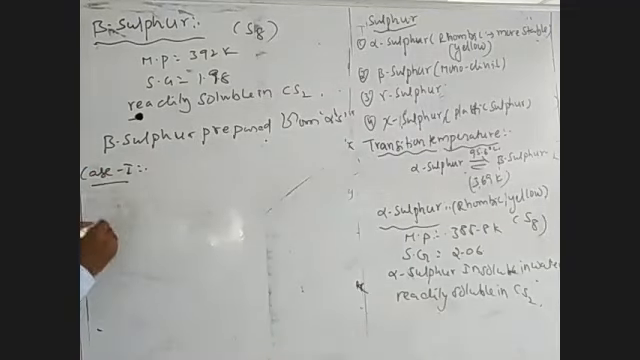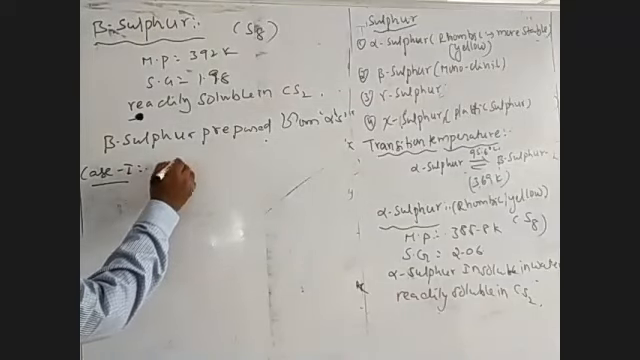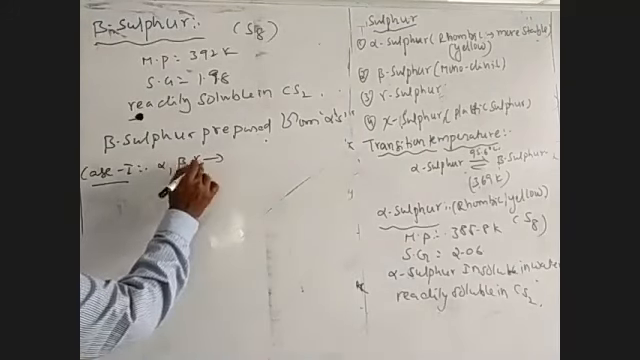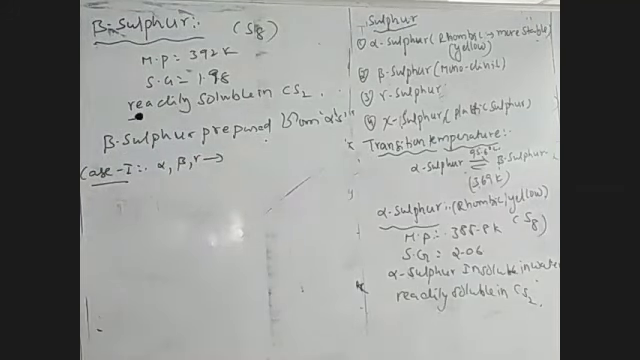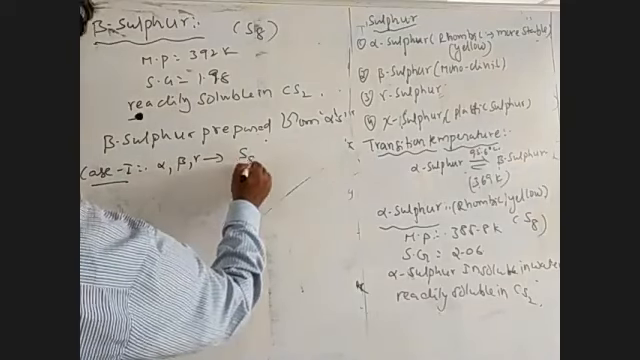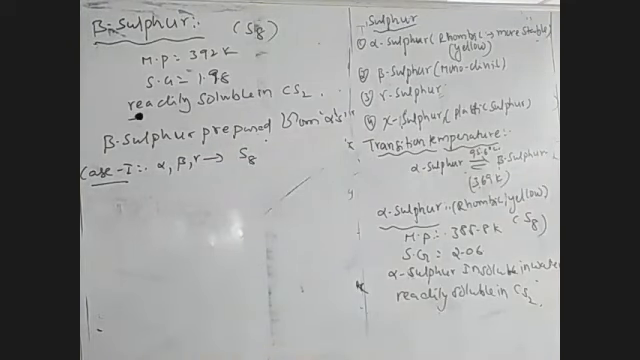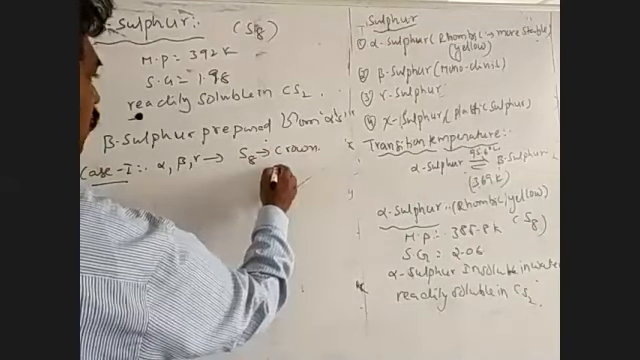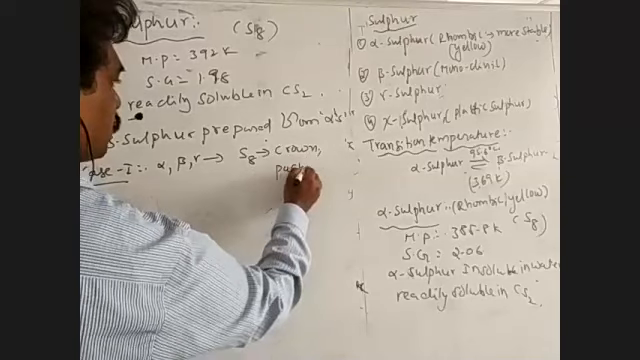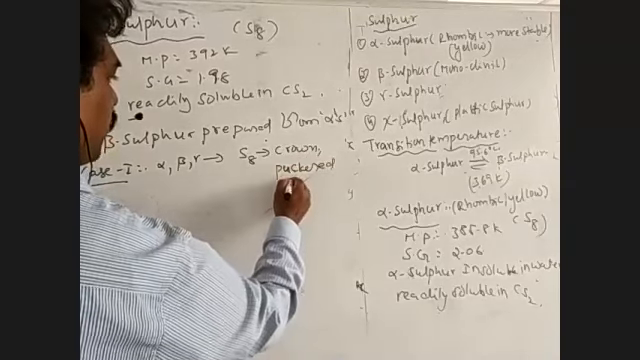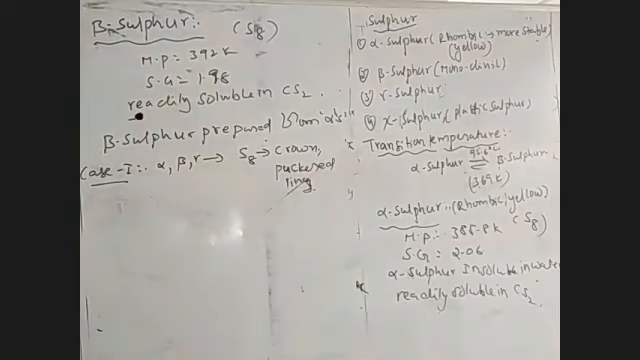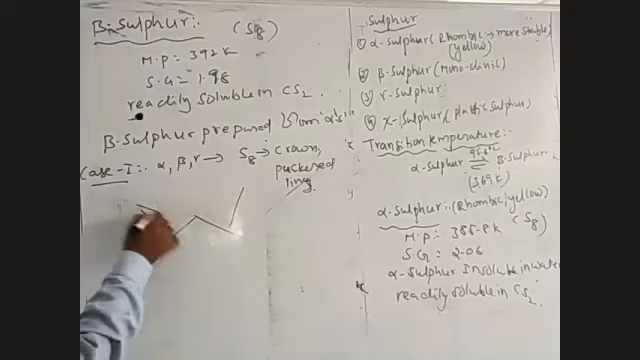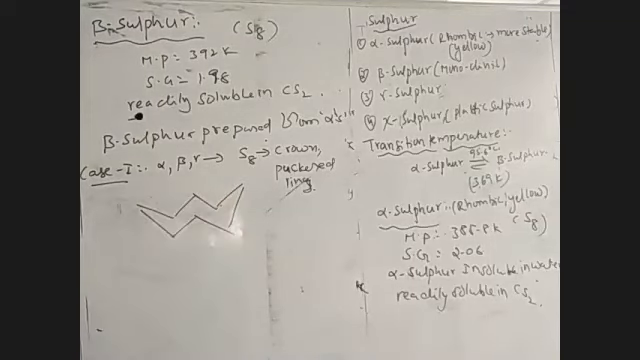Now we will discuss different cases. In case one, we take alpha, beta, and gamma sulfur. Gamma is also a type of alpha-beta form. Alpha, beta, gamma contain S8 units. This S8 unit has a crown or puckered ring configuration. In the S8 unit, this is known as a crown configuration.